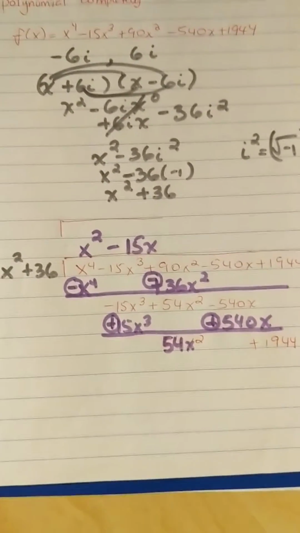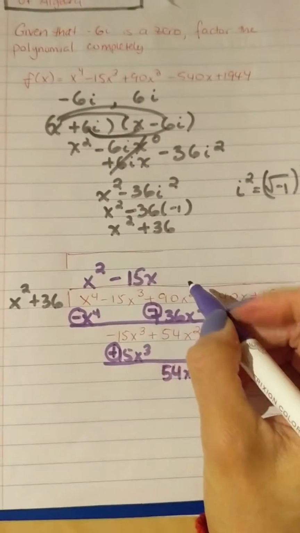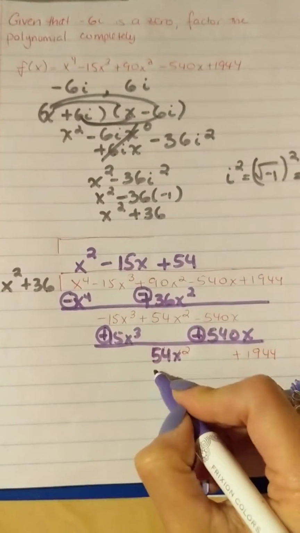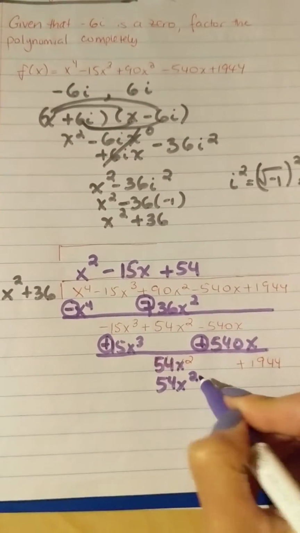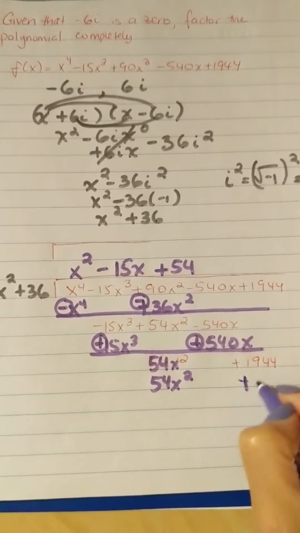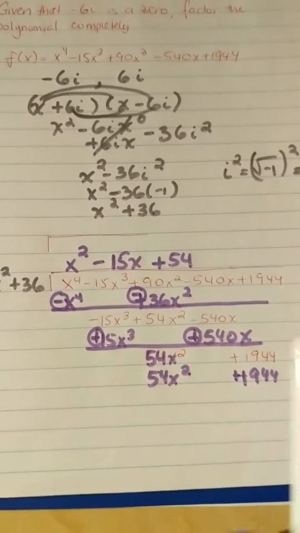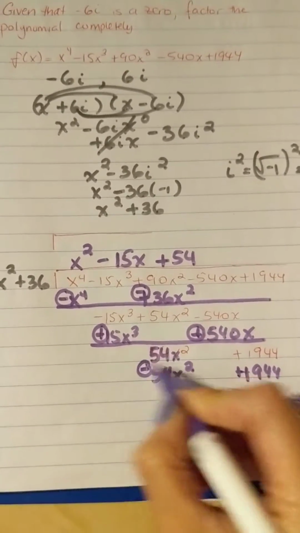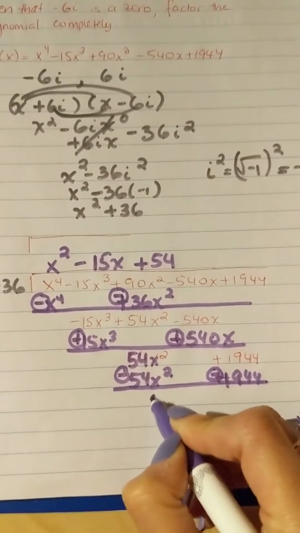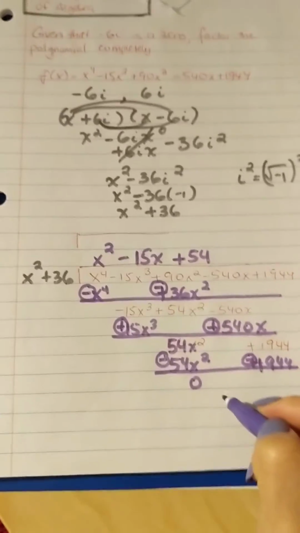Now let's see what happens. 54x squared divided by x squared will give me a positive 54. Multiplying back, I have 54x squared, and what do you think 54 times 36 is? None other than 1944. Currently that's a positive, but when we go to subtract our terms, check it out, we have a remainder of 0. And that's exactly what we expected.